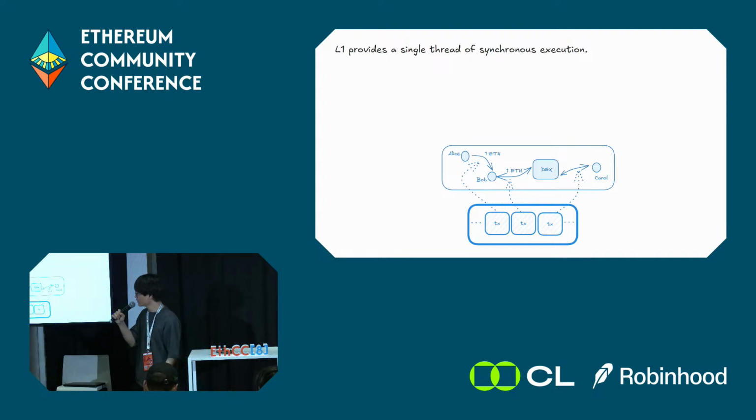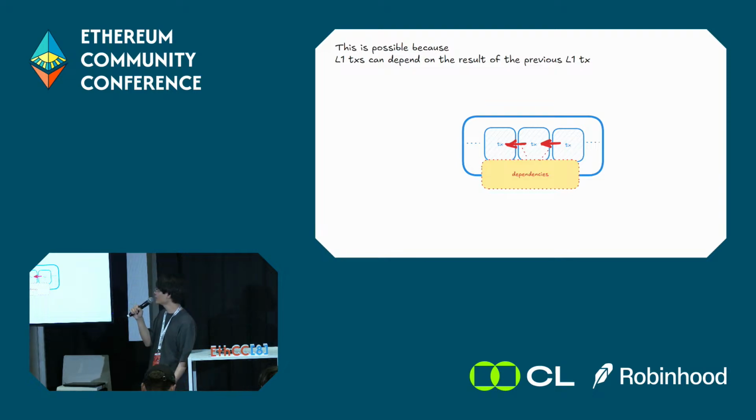The very nice thing about L1 is that it provides a single thread of synchronous execution. Alice can send 1 ETH to Bob, Bob can immediately use that 1 ETH in a DEX, and then Carl can use that same DEX against the same liquidity pool. These are all 3 consecutive transactions. This is possible because L1 transactions can depend on the result of the previous L1 transaction. Each of them depends on the exact result of the previous one. This seems very obvious, but eventually this is not going to be obvious.